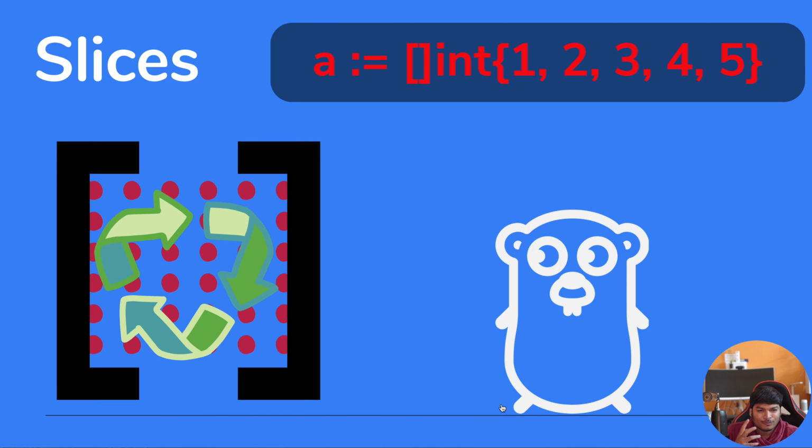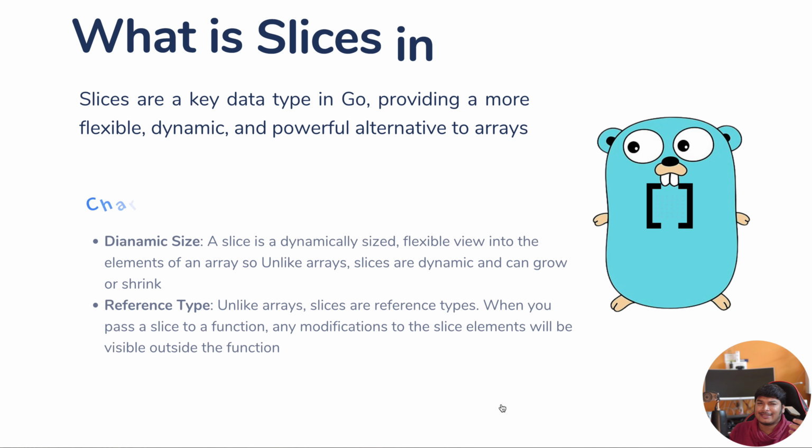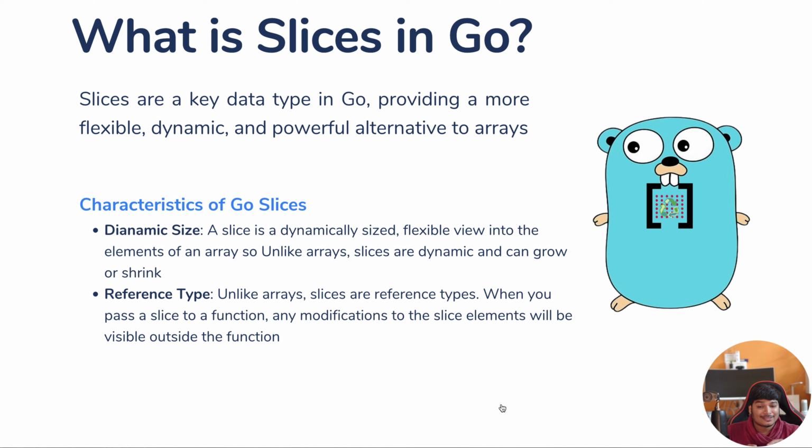Okay, now as a reminder, what exactly are the slices? So slices are a key data type in Go, providing a more flexible, dynamic and powerful alternative to arrays. Mark the word dynamic, because that is the most important part here. Okay, now what are the characteristics of Go slices then?